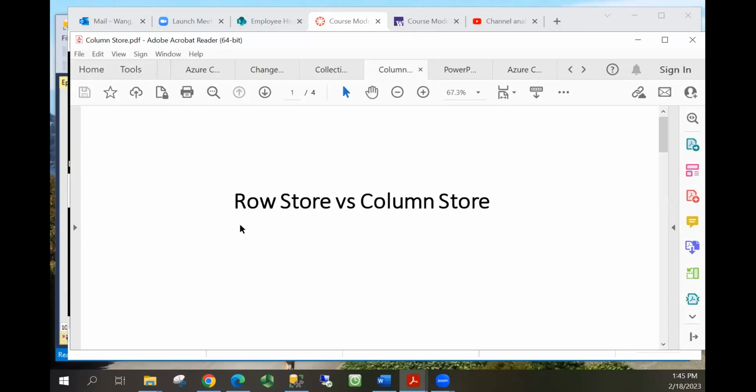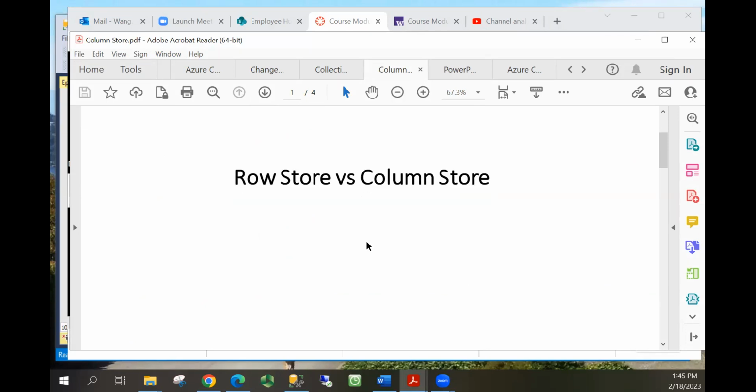You must have heard of this row store versus column store. And I want to ask the class, is there any difference? Or if there's a difference, what's the difference between these two different architectures? So we will look at maybe a diagram to learn more about each.